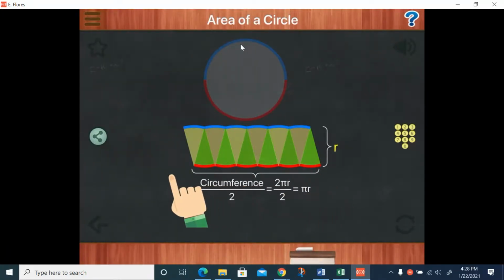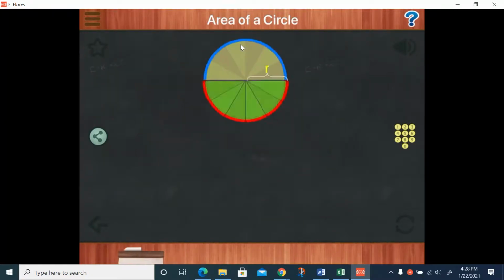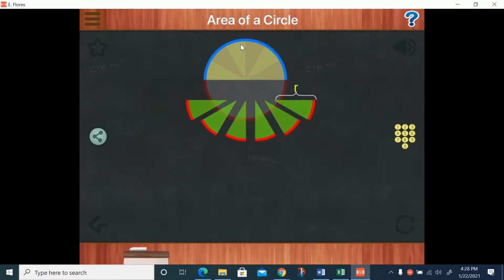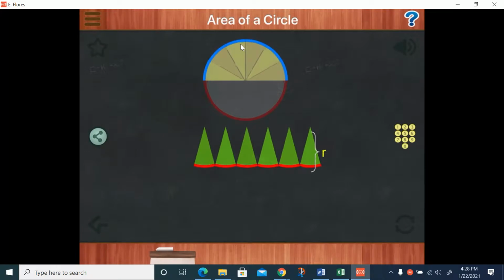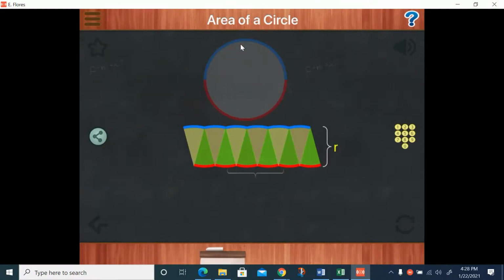Well, where is the height of this parallelogram coming from? It's showing us right here that the height is coming from R. Let me go backwards. I want you to keep your eye on the R. R stands for what on our circle? R stands for radius. So the height of our parallelogram is coming from the radius.